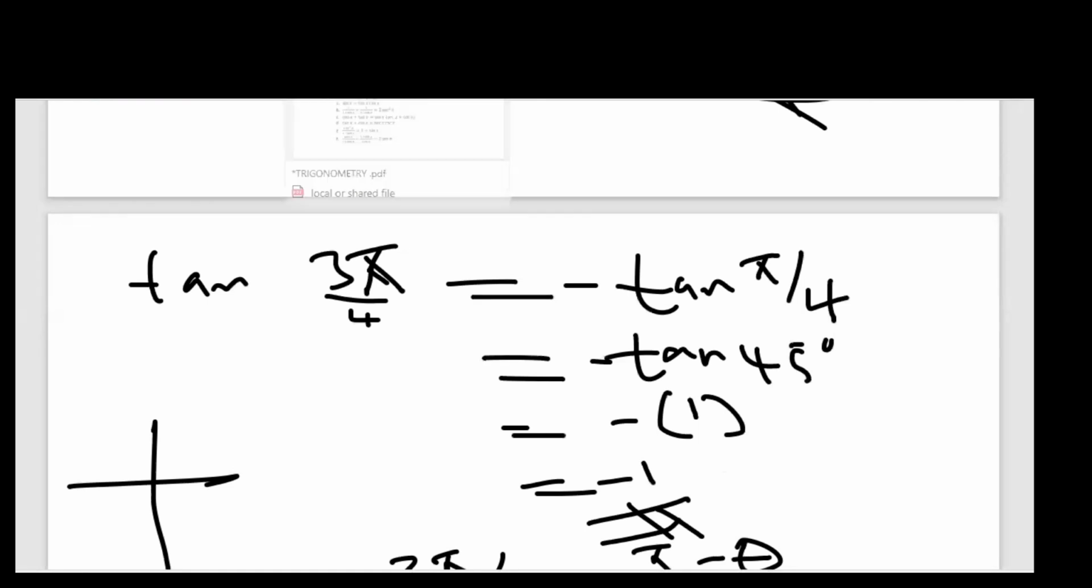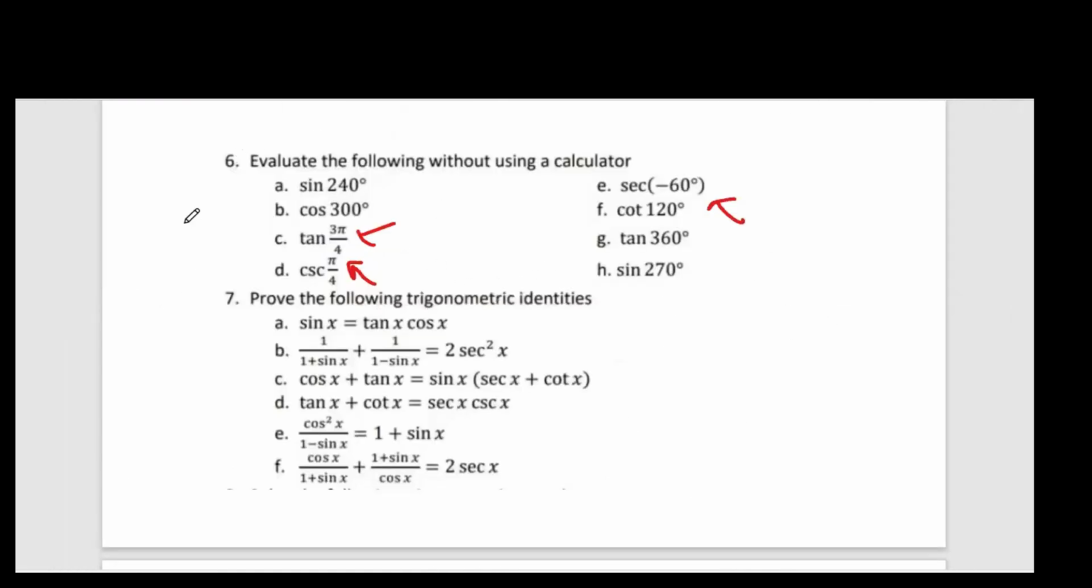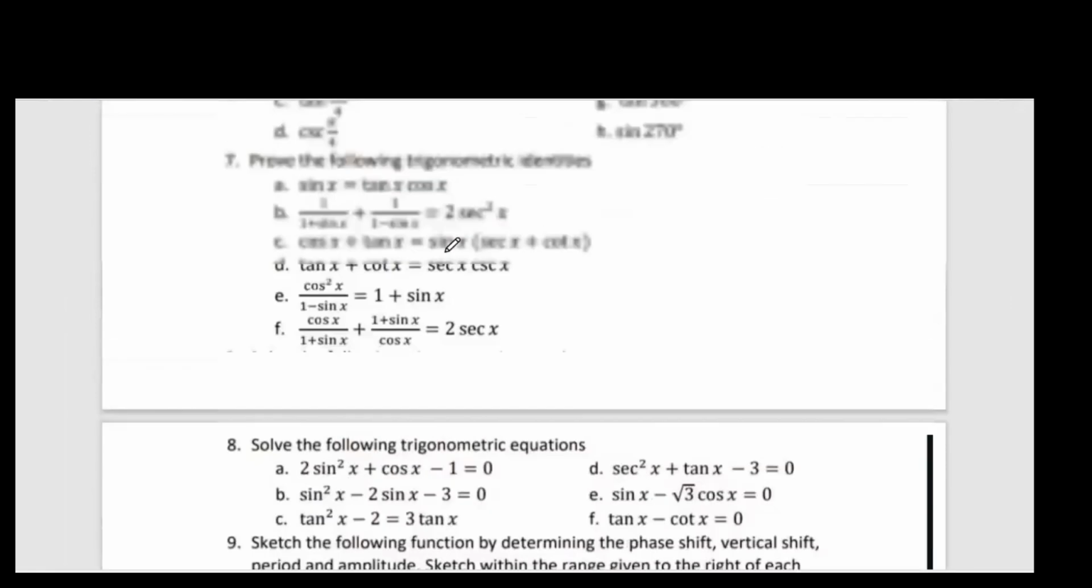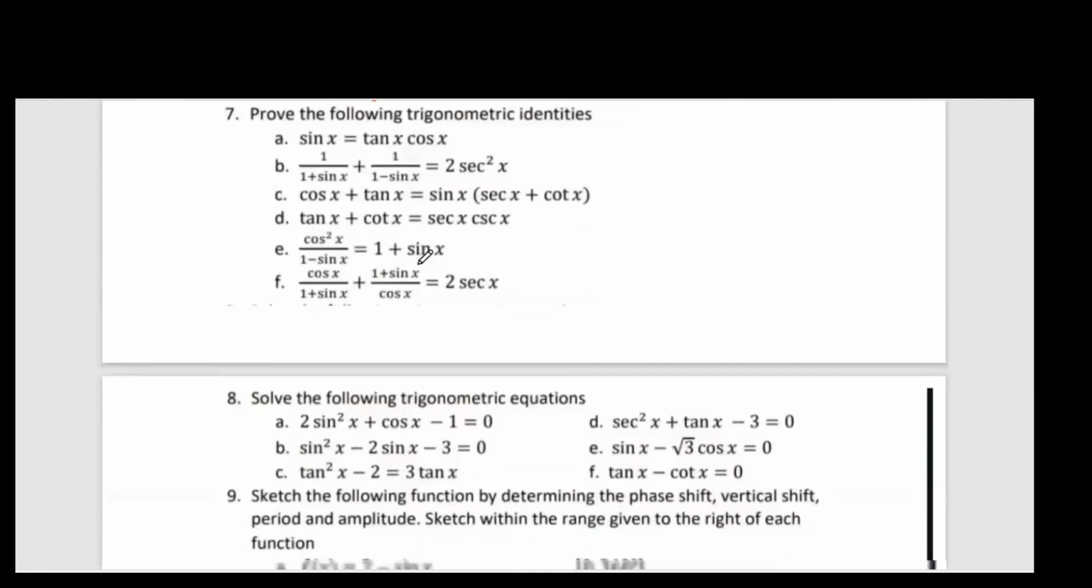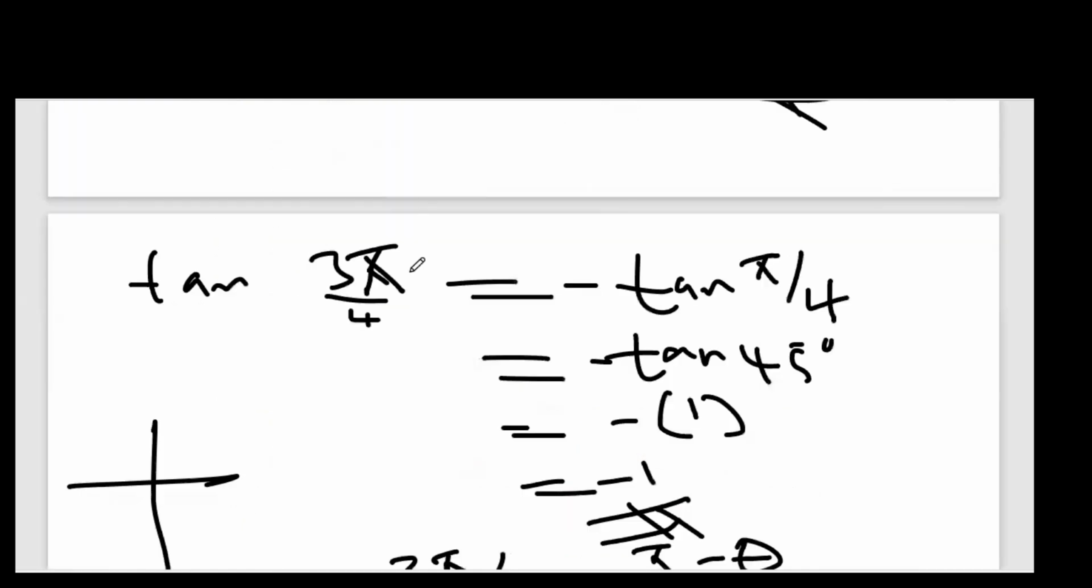All right, and then I'm off question 6. I go now to question 7, where we have trigonometric identities. About identities, you have to know the common ones that we have. We are going to use them to find what we do not know. So on question number 7, part A, I have sine.